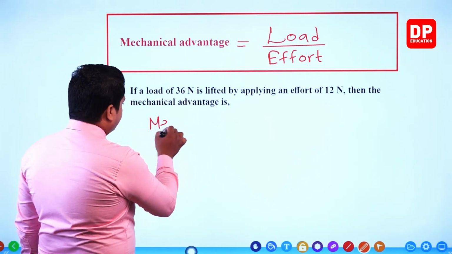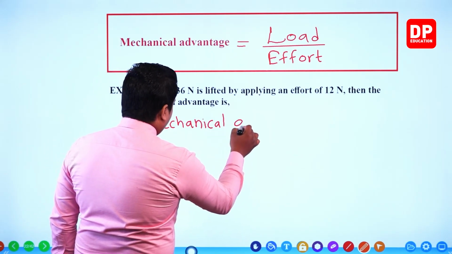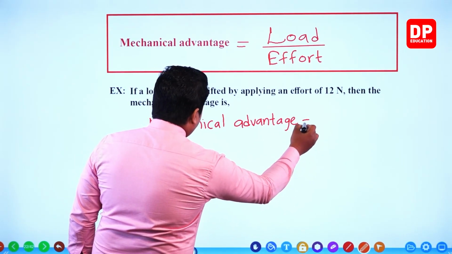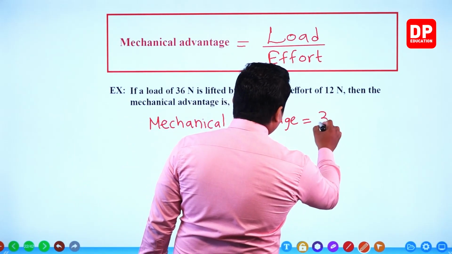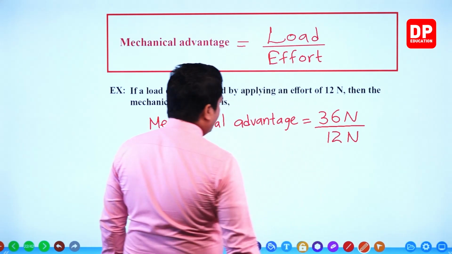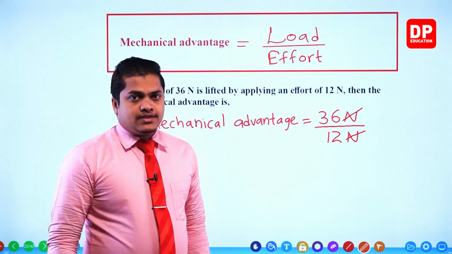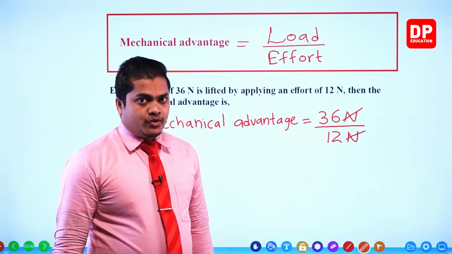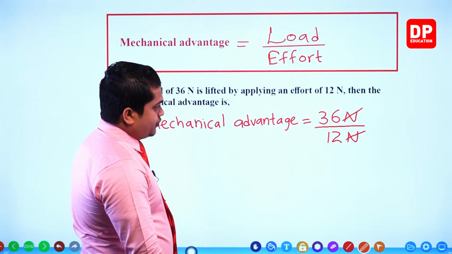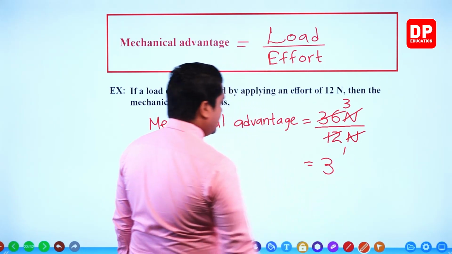So mechanical advantage equals 36 Newton divided by 12 Newton. You know that Newton to Newton is getting cancelled off when you are dividing values that have the same units. So when the same units are getting divided, those two units are getting cancelled off. So you know that here 12 times 1, then here 12 times 3. So our answer is 3.